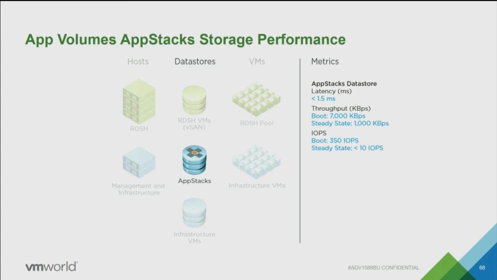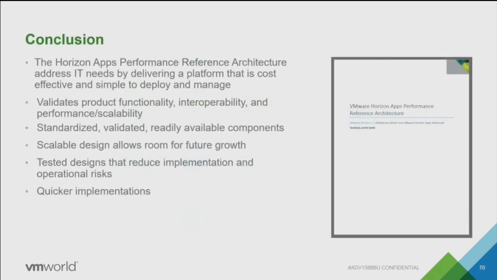And if you look at it, even during the boot when it was attaching the App Stacks to each one of the VMs, it was 7 megabytes per sec, because it's 7,000 kilobytes. And the IOPS too, pretty low, 350 for boot, and a little less than 10 for the overall running of it. So for all 700 user sessions, that's not bad at all.